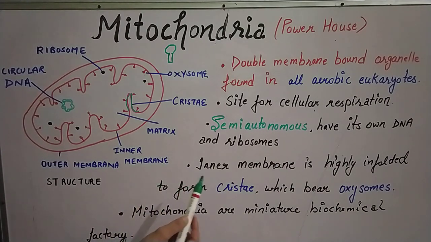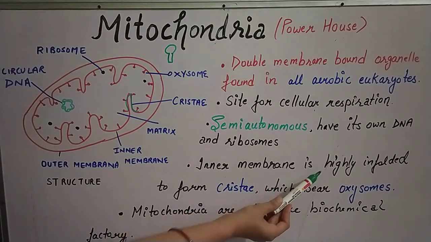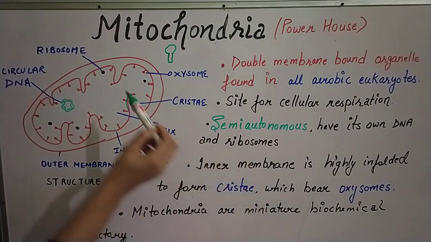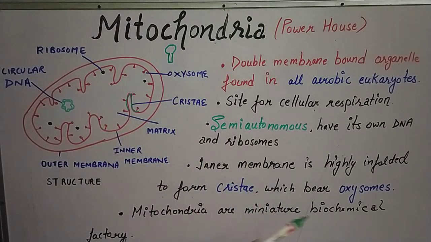Fine. This we have discussed. Inner membrane, highly infolded to form cristae, this one, and these cristae or this complete inner membrane bear the oxysomes. Oxysomes are what? This is that particular elementary structure which is the actual site where the ATP molecules are synthesized. Okay. Now this ATP is what?